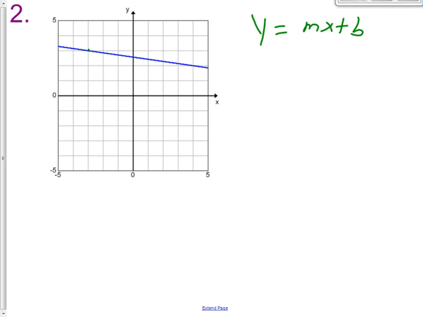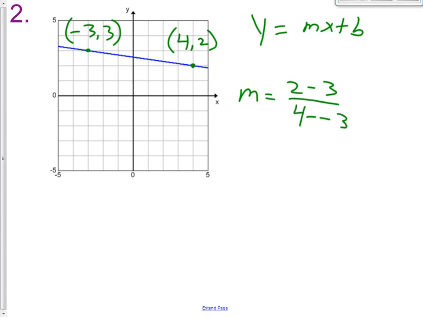I know that it goes through this point right here, and it goes through this one right there. Those points are 1, 2, 3 to the left, 1, 2, 3 up, so (-3, 3). And this point is right 1, 2, 3, 4, and up 2, so (4, 2). So let's find my slope here. My slope is y2 minus y1 over x2 minus x1. Here's x1, y1, x2, y2. So that's where I got all those numbers from.